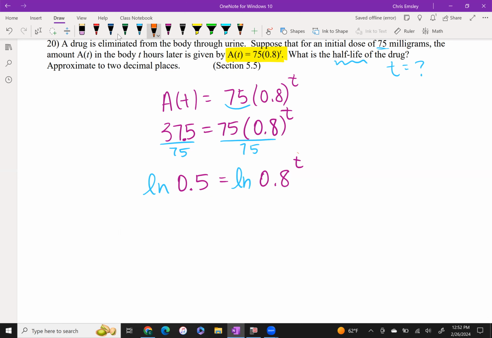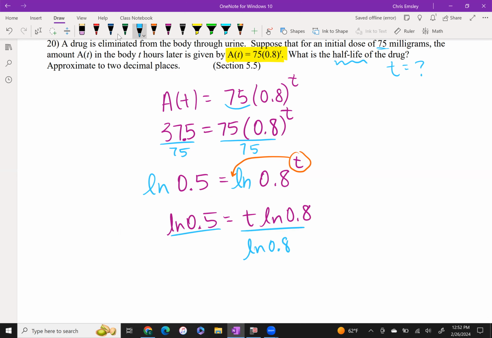This is where we can then take that t and move it out front. That's one of our properties of logarithms. It's why we use the logarithm here. T times the natural log of 0.8. So we need to divide both sides by the natural log of 0.8. And there is our answer.